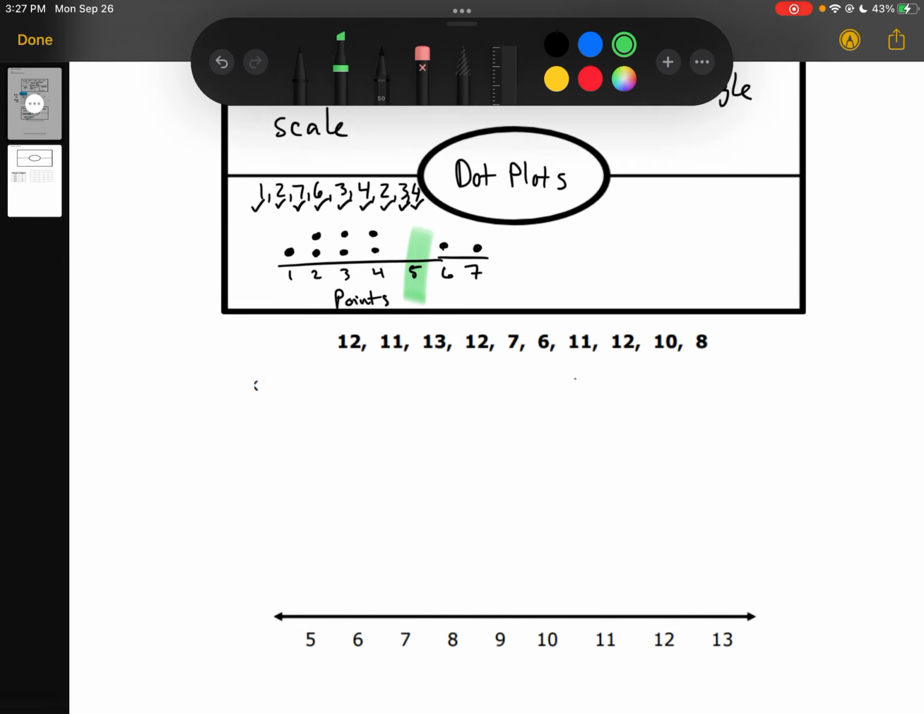So for this one here, I always want to double check our lowest and our biggest values. So 6, I think, is our smallest, and 13 is our biggest. And both of those are included here. So that's good. We didn't skip any numbers. We go 5, 6, 7, all the way up through 13. So that helps us. So start off with 12, 11, 13, and so on.